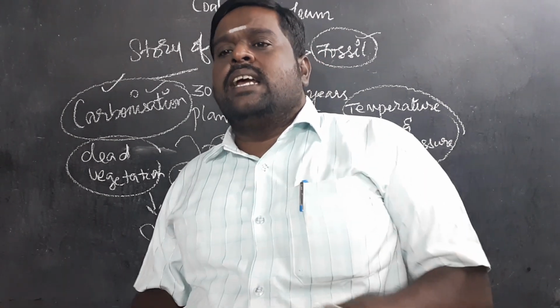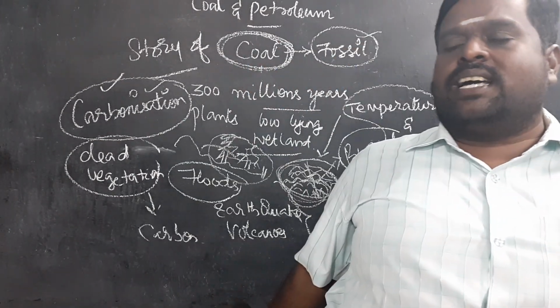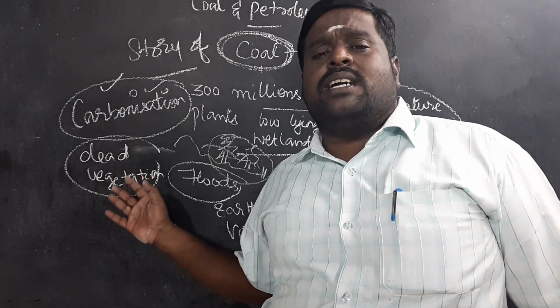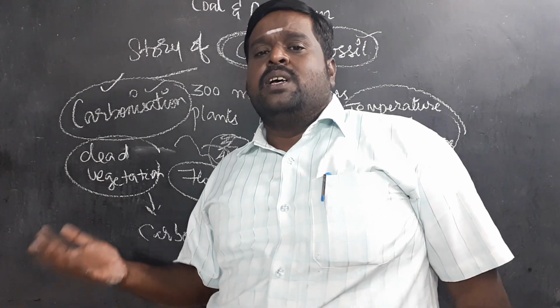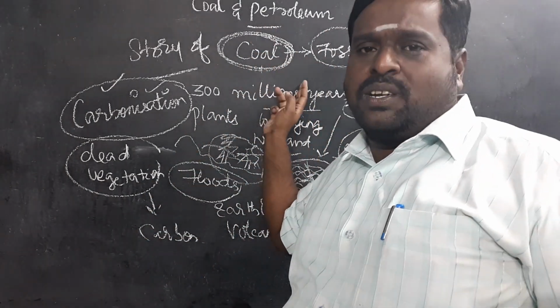Okay. So it is converted in the form of carbon. We call it carbonization. This is why we call it fossil fuel: the living organism is converted in the form of fuel. So we call it fossil fuels. Coal is a form of fossil fuels.